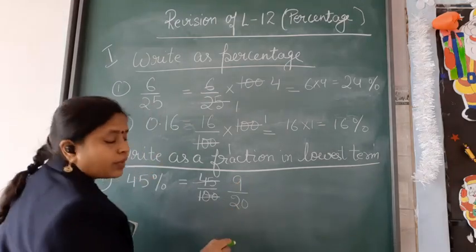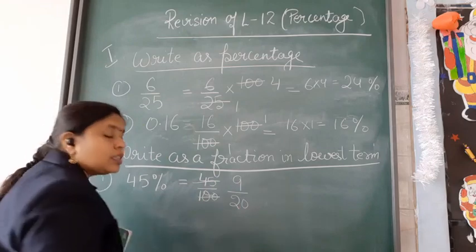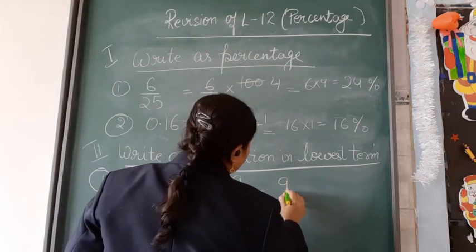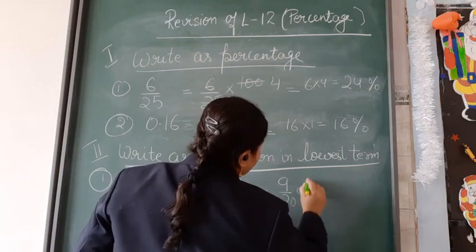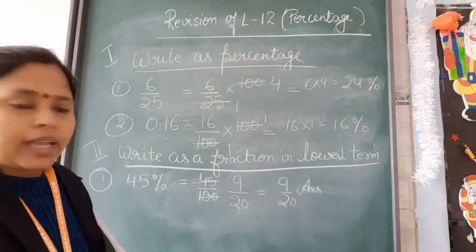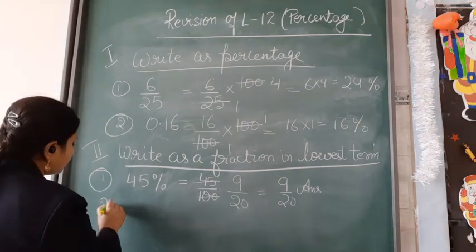So now we cannot further divide it. We cannot further divide this fraction any more. So what is our answer? Our answer is 9 by 20. Right children? So this is our answer. Okay. So now let's do another part of this question.